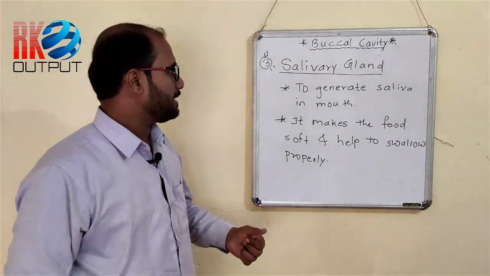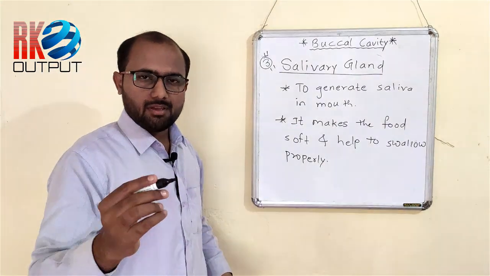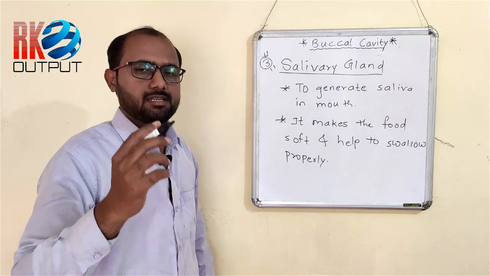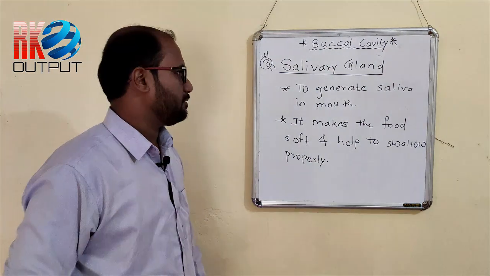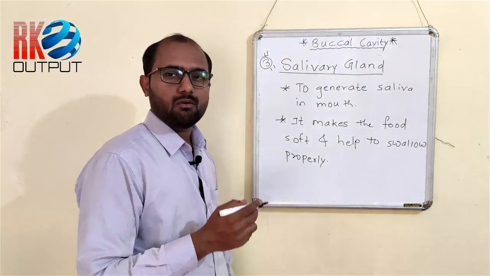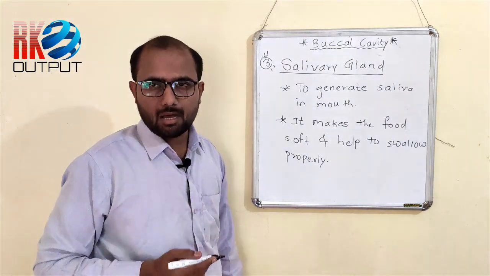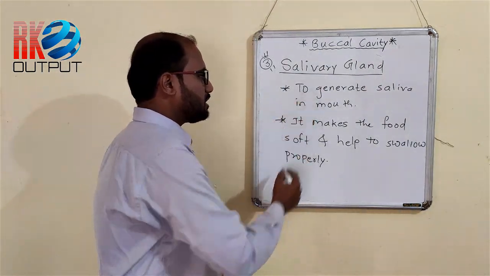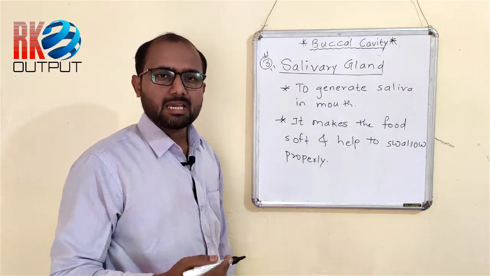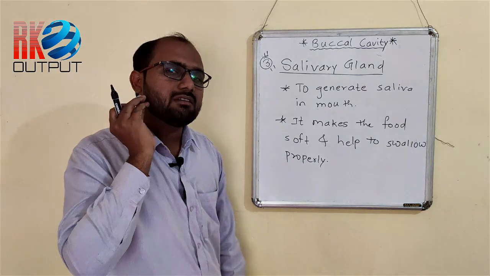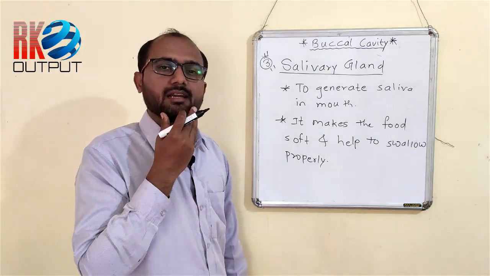Third part, that is salivary gland. Now we are studying buccal cavity, which is in chapter number 2 of class 7, that is nutrition in the animal. Let us see salivary gland. Now what is the role of salivary gland in the mouth? So number 1, that is to generate the saliva in the mouth. Now what is meant by saliva? What is saliva? It is our spit, whatever is the liquid which will be generated in the mouth.